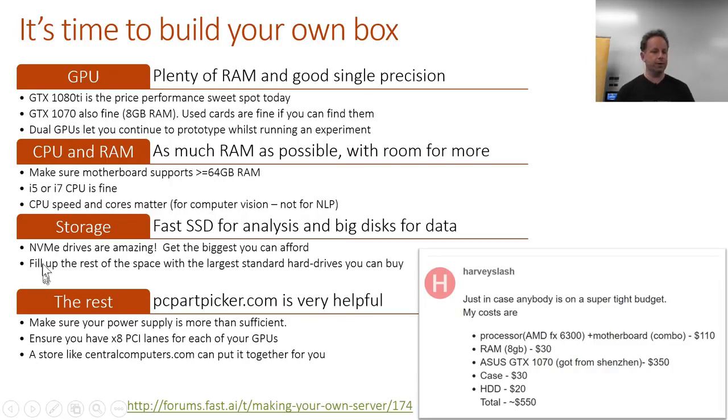So if you can afford an NVMe drive, they're super, super fast. You don't have to get a big one. You could just get a little one that you just copy your current set of data onto and have some big RAID array that sits there for the rest of your data when you're not using it.